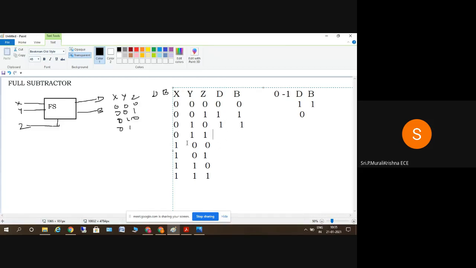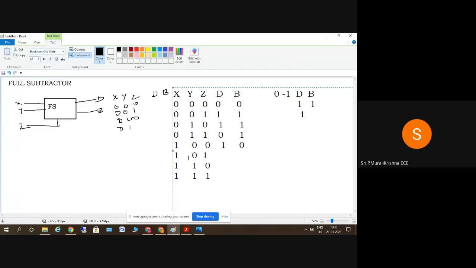Okay, in case of the next one, 0 minus 1, the difference is 1 and borrow is 1. Again, if I subtract 1 from the difference here, what will I get? 1 minus 1 is 0. Then 1 minus 0: difference is 1 and borrow is 0, because 1 minus 0 is 1, there is no need of borrow. Again minus 0, there is no difference here.